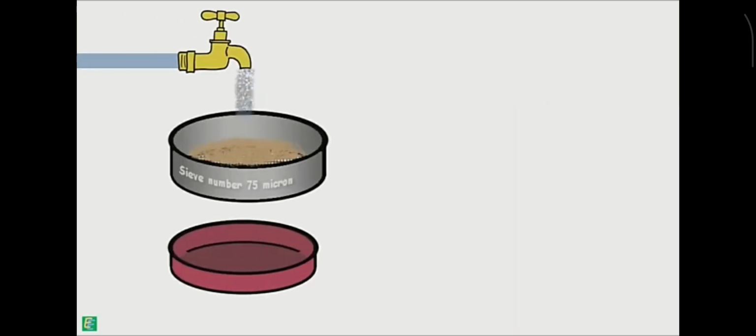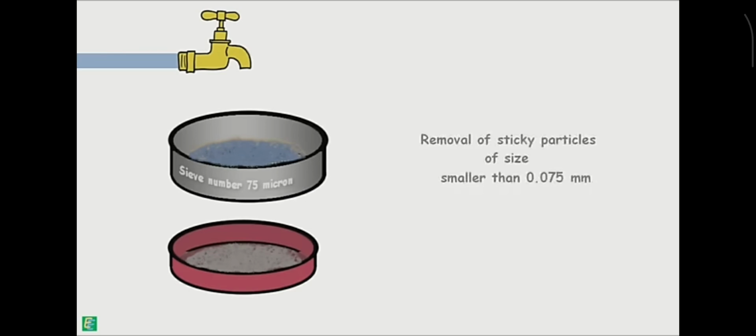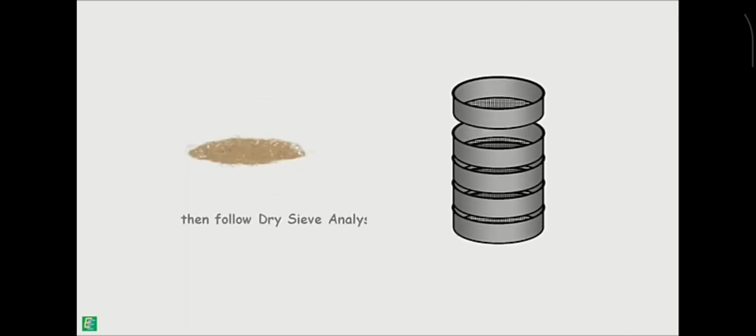The sample is first washed over the 75 micron sieve to remove the fine particles sticking to the sand particles. The wet sand retained on the 75 micron sieve is dried in an oven, and after drying, the dry sieve analysis is carried out in the usual manner.